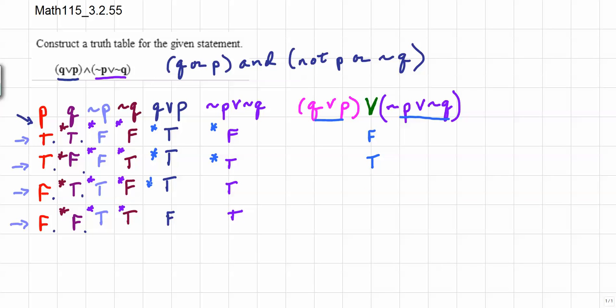Once again, this is true and this is true, therefore the entire statement will be true. However, here the Q or P is false, even though the not P or not Q is true, so that means the entire statement will also be false. And that would be the truth value for our truth table for this particular statement.